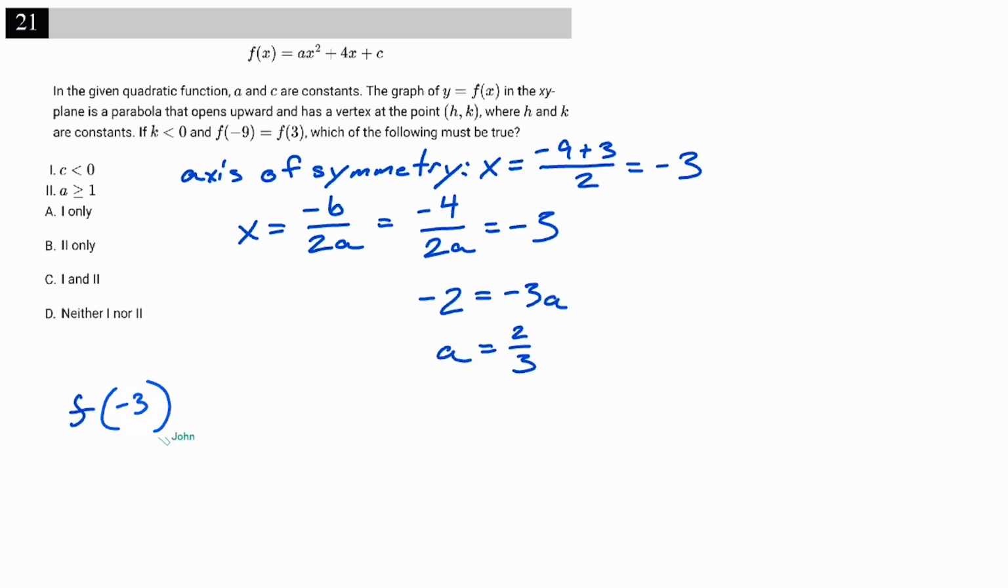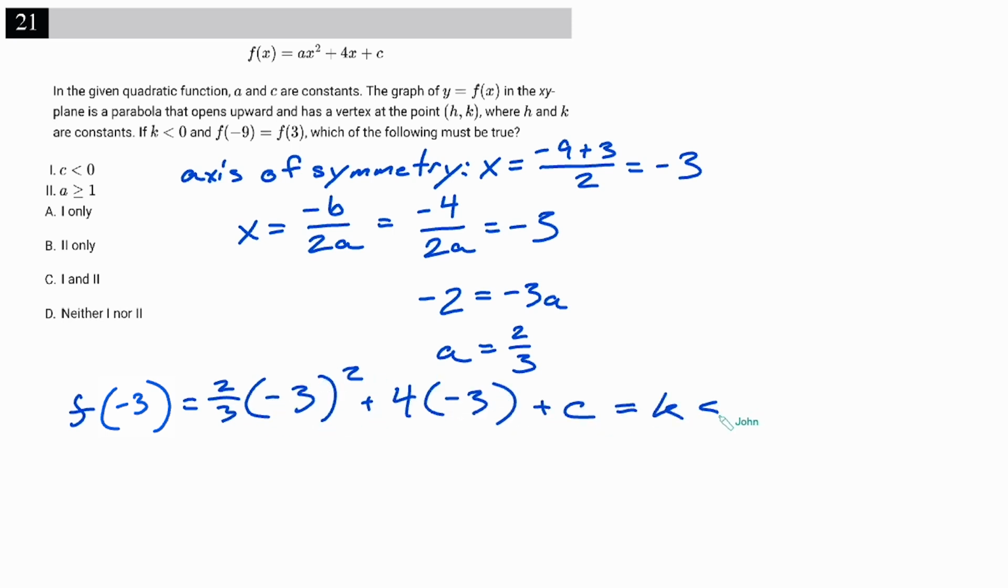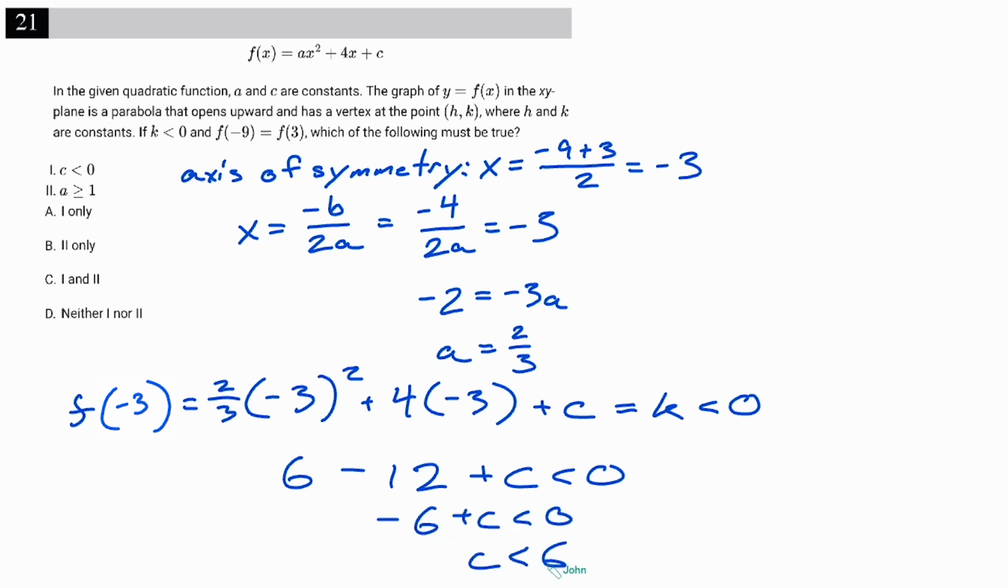Next, we can plug the x-coordinate of the vertex into the function to find the y-coordinate of the vertex, k, and we're told that k is negative. That leaves us with 6 minus 12 plus c is less than 0, so c is less than 6. Let's look over our answer options now. Does c have to be negative? No, it just has to be less than 6. Is a at least 1? No, a is 2/3, so the answer is D.